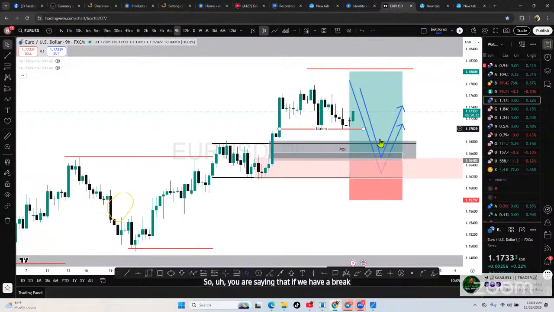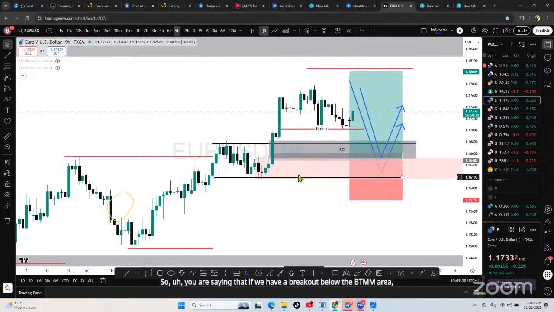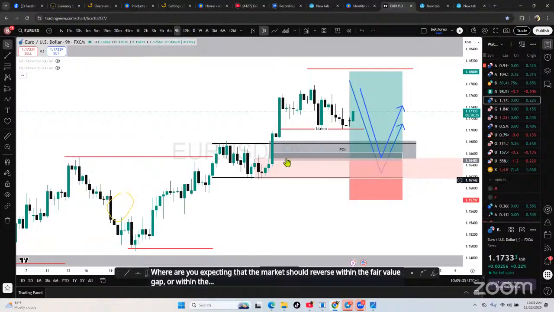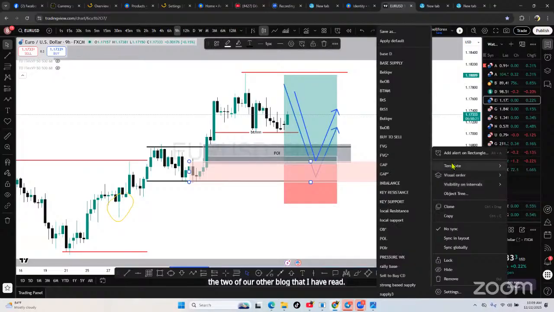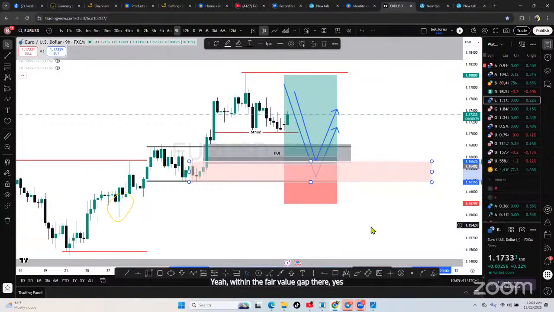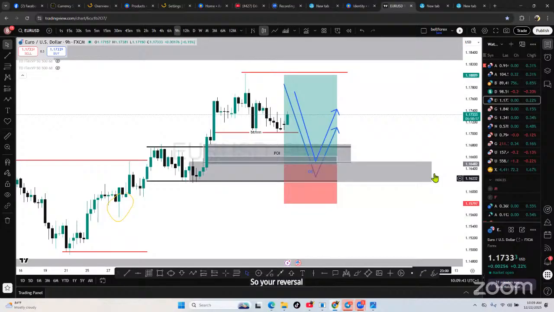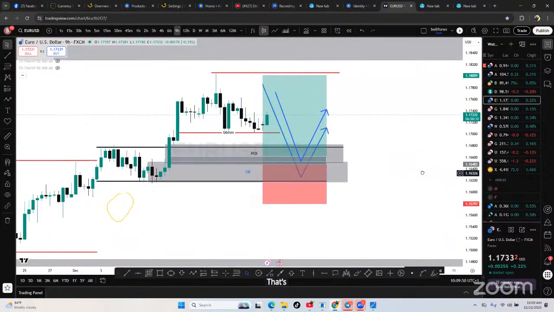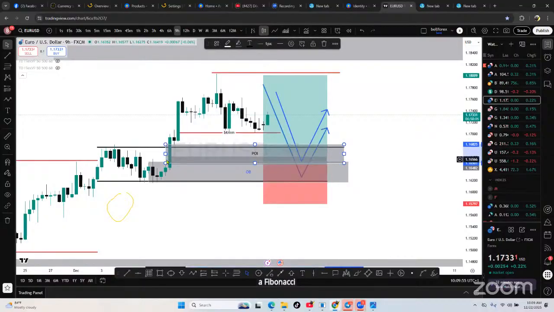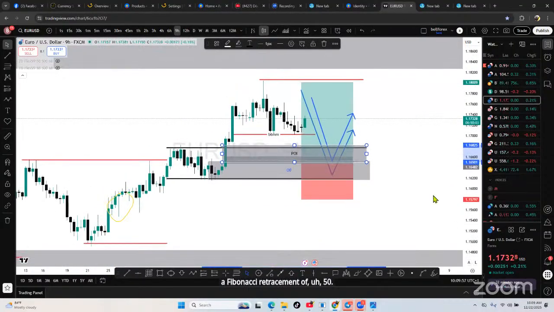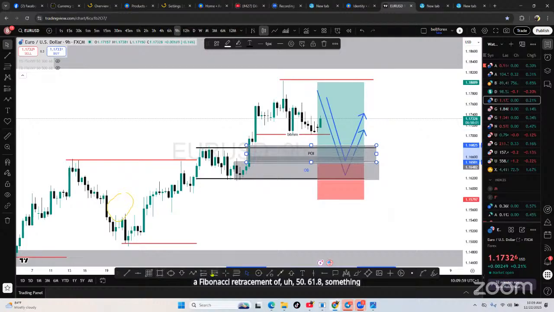You are saying that if we have a breakout below the BTMM area, where are you expecting that the market should reverse? Within the fair value gap or within the 12-hour order block that I have read? Yeah, within the fair value gap there. That's a little bit around where we should be having a Fibonacci retracement of 50, 61.8, something like that.